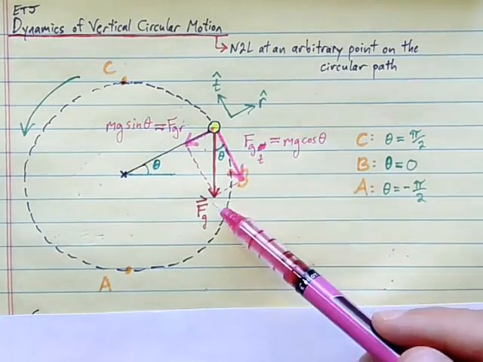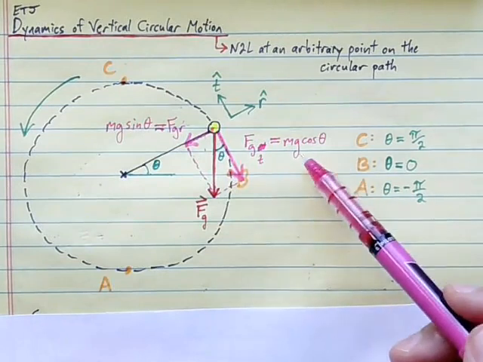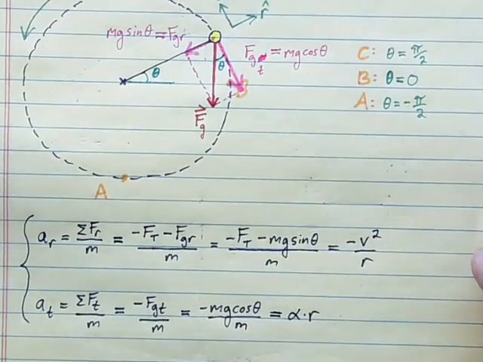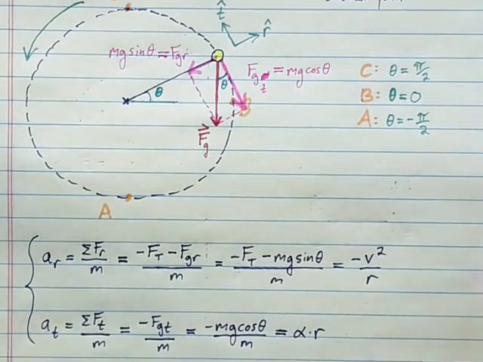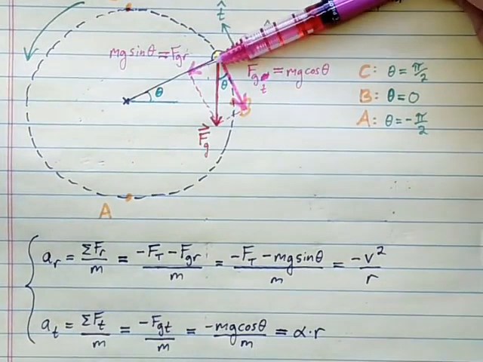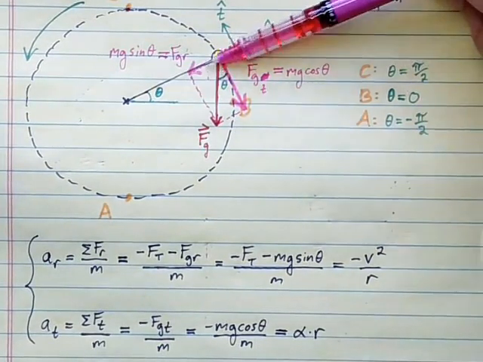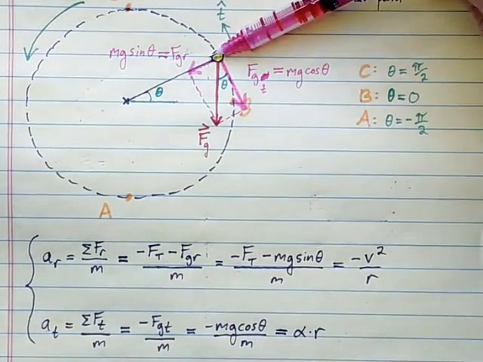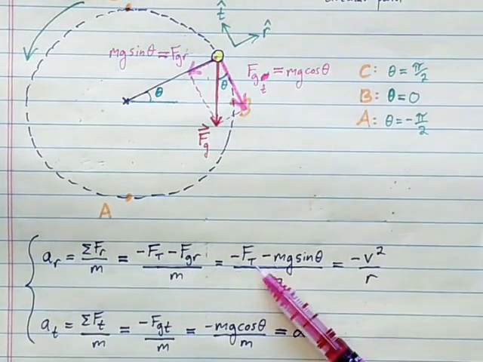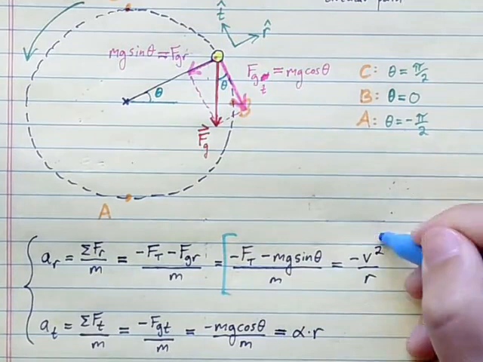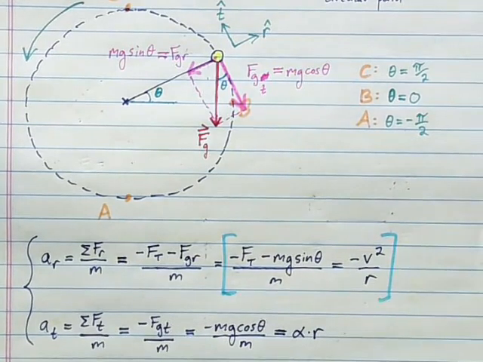We just need to break up gravity into these two components, mg cosine theta and mg sine theta, and now we can set up N2L over again. So in the radial direction, we sum the radial forces over the mass. Of course, we have our tension pointing in the negative radial direction, which I didn't draw this time. But we know it's there, the minus Ft, and then minus FGR, our radial component of gravity pulling inwards. So it's minus Ft minus mg sine theta. And then this is the equation you would typically be rearranging to solve for something.